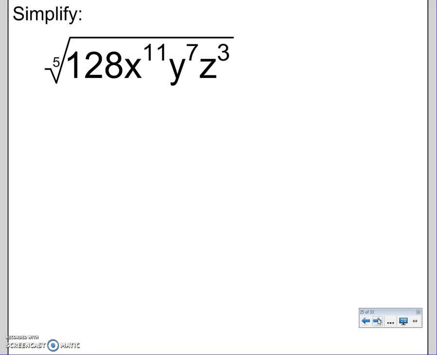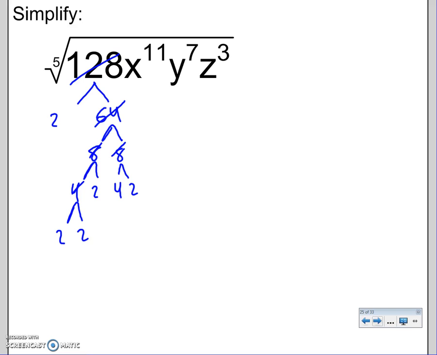Alright, simplifying. When you see a radical, make sure you break it down, use the tree branch method. So 128 is 2 times 64. 64 is 8 times 8. 8s are both 4 times 2, 4 times 2. And 4s are 2, 2, 2, 2.